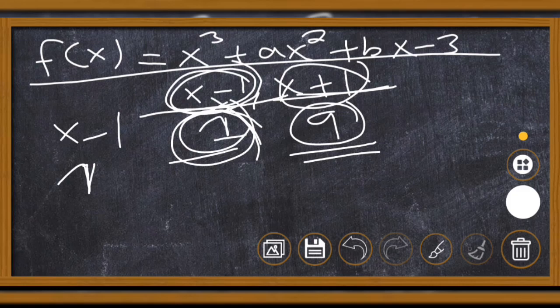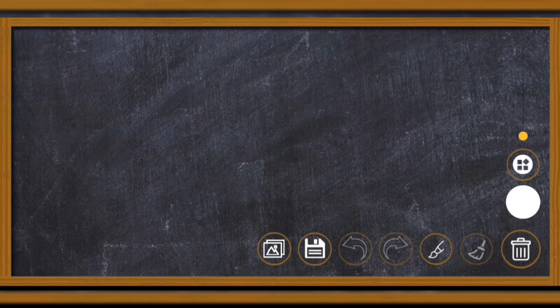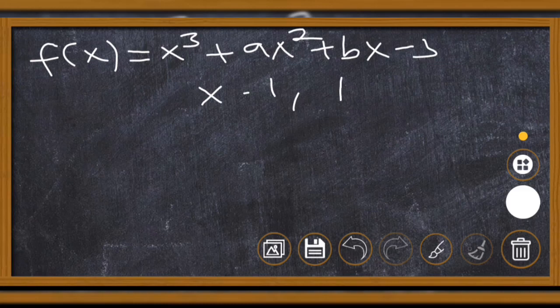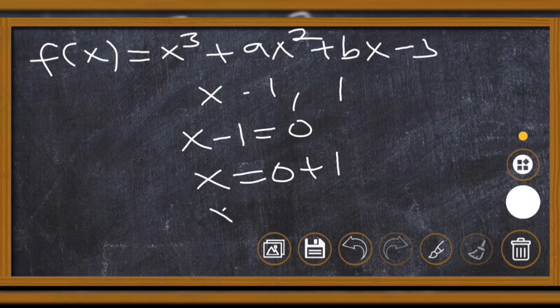So in this case, let me just remove this. So we have f of x equated to x raised to power 3 plus ax squared plus bx minus 3. Let's say this is divided by x minus 1 and the remainder is what? The remainder is 1. So in this case then, where there is x, we have to replace with this divisor. So let's solve the divisor first by equating it to 0. So when we take this negative 1 to the right side, we are going to have 0 plus 1. Of course, 0 plus 1, it's 1.